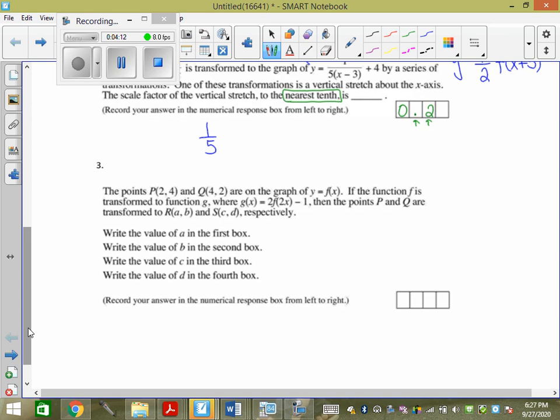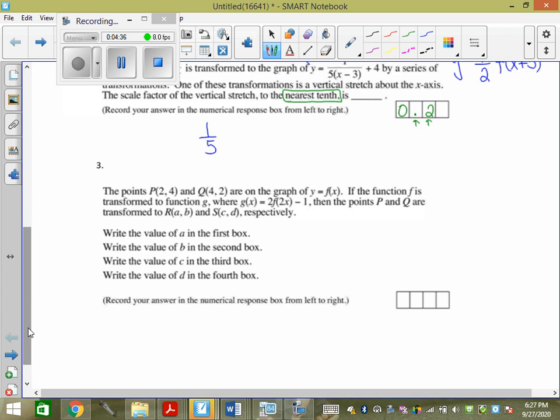Now let's look here. The points 2, 4, and 4, 2 are on the graph of y equals f of x. So they're on the original. If the function f is transformed to the function g, where g of x equals 2 f of 2x minus 1, then the points P and Q are transformed to R and S respectively.